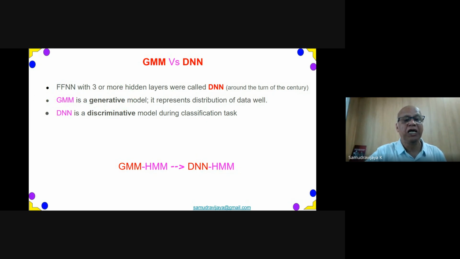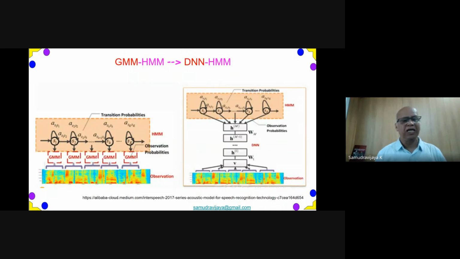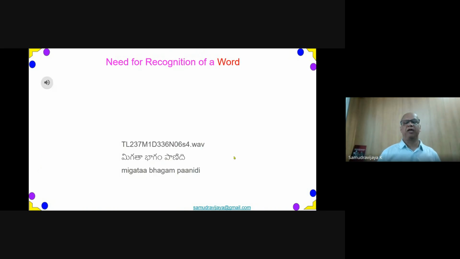Therefore, instead of using GMM-HMM, people use DNN-HMM. So we will be talking about DNN-HMM as our model, where the Gaussian mixture model is replaced by the DNN.